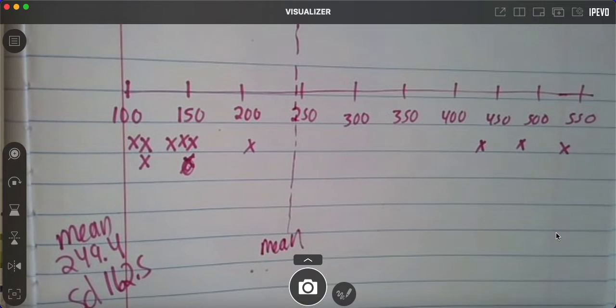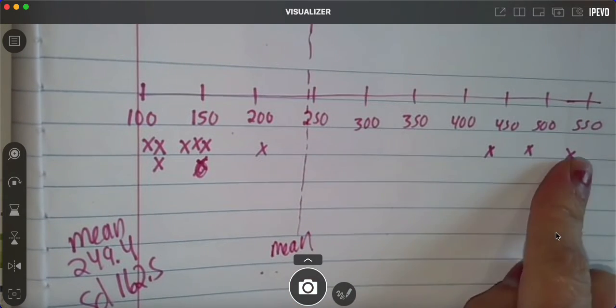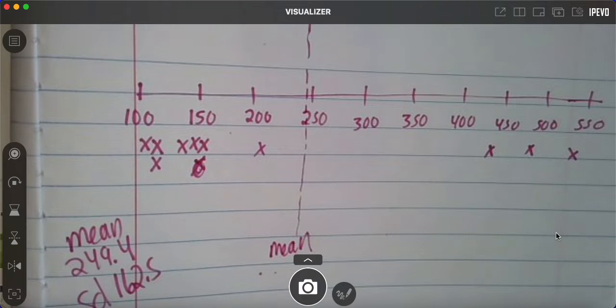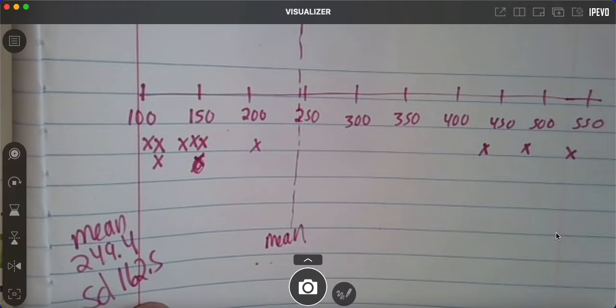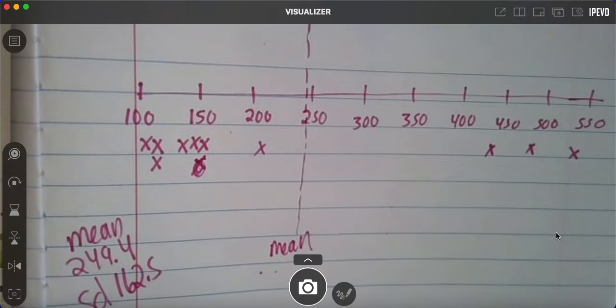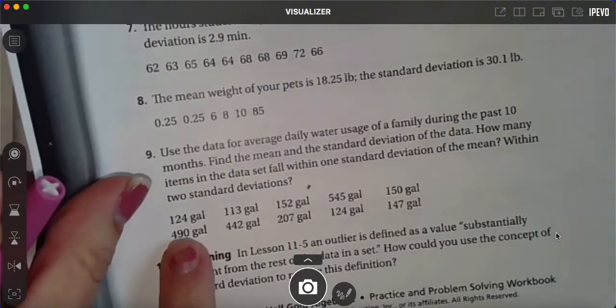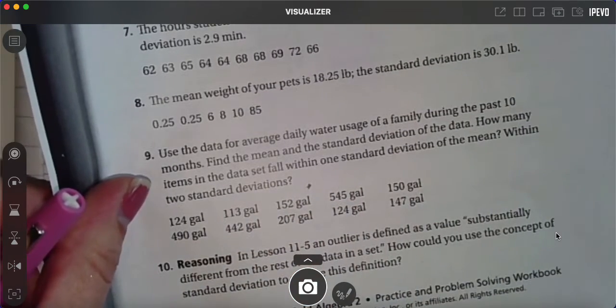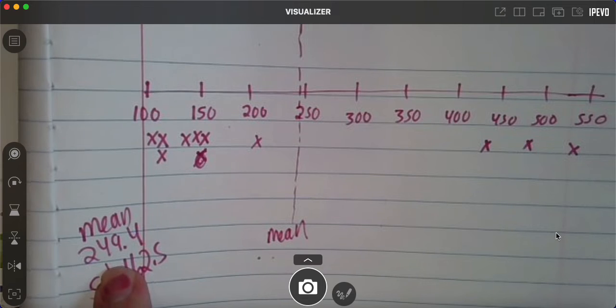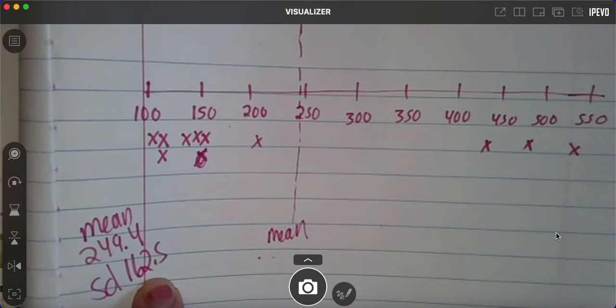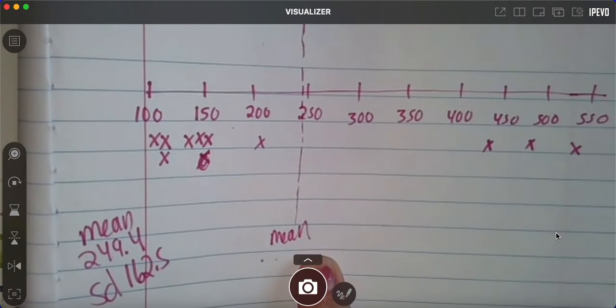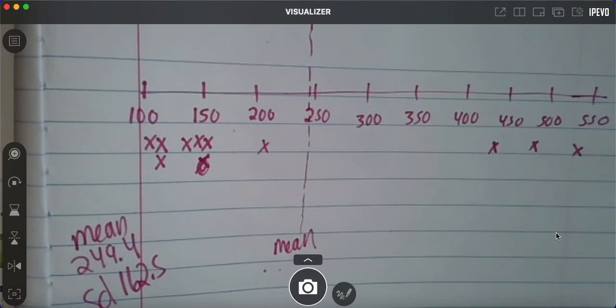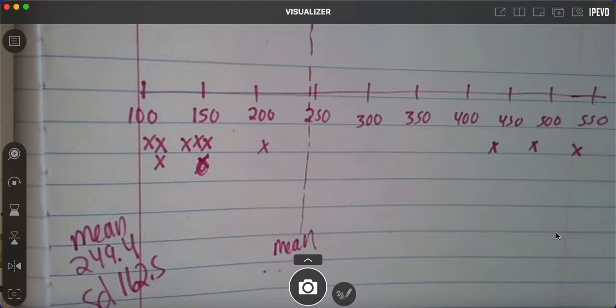I would have just put all those numbers in my list, and then pressed the calculate button. Do you put the numbers on the number line or the numbers that they give you? The numbers that they give me. Yeah, so I would put all these numbers right here, 124, 113, 152, in list 1. Then I would have calculated, and it would have told me, hey, your mean is this, your standard deviation is this. So I found my mean, 249.4. Now, let's see. It says how many items fall within one standard deviation. So let me go over. This is the only calculator I have.